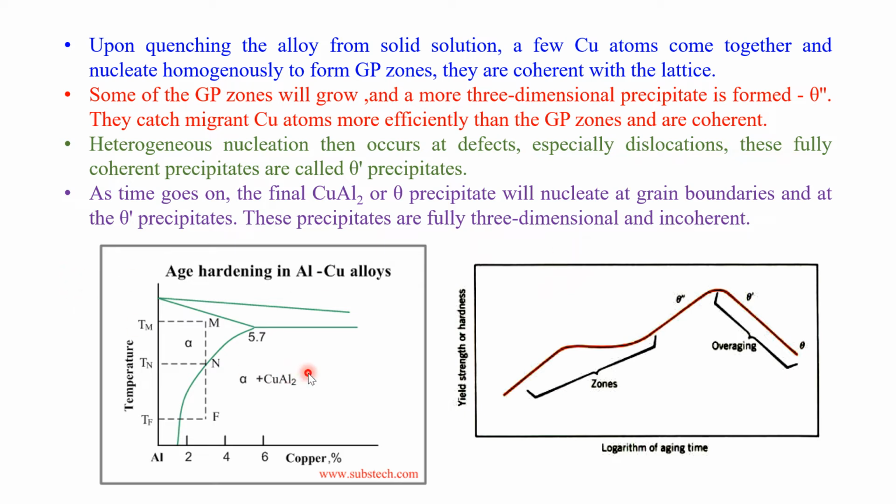As the incoherency with the lattice increases, this precipitate gains the ability to strengthen the material. Therefore, if we see the plot of yield strength or hardness versus the log of aging time, initially GP zones are formed and not much hardening is taking place, but as we move from theta double prime to theta prime and finally theta, there will be a particular point where maximum hardness occurs. It is usually said to be at the theta prime precipitate. So that is what happens during age hardening in aluminum copper alloys.